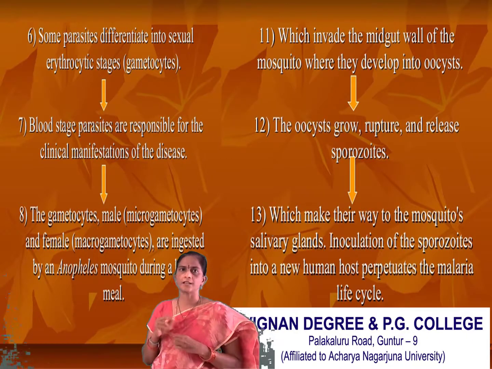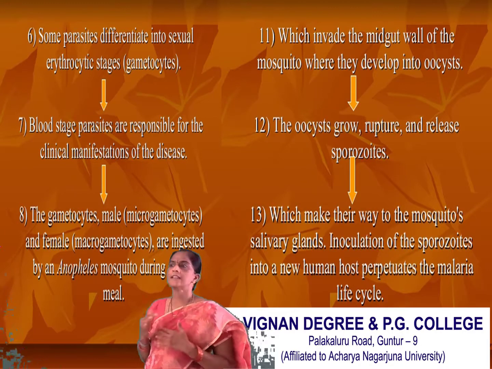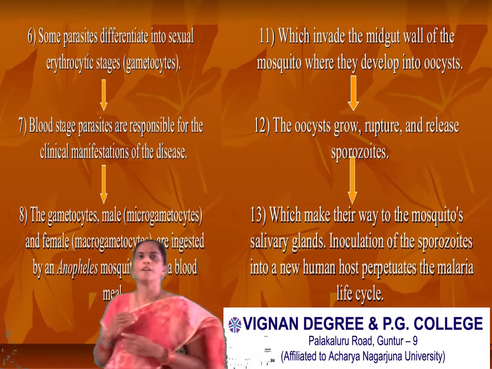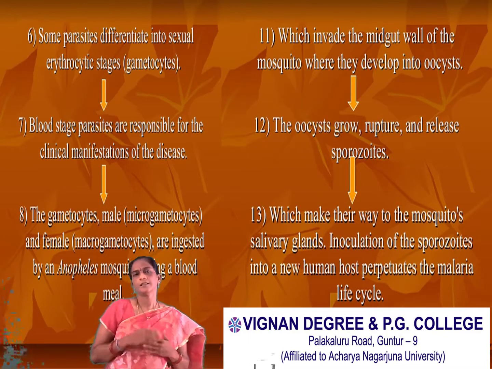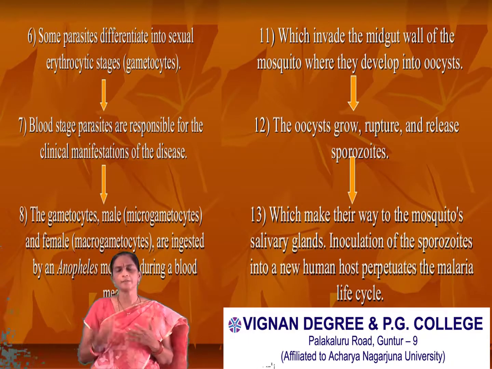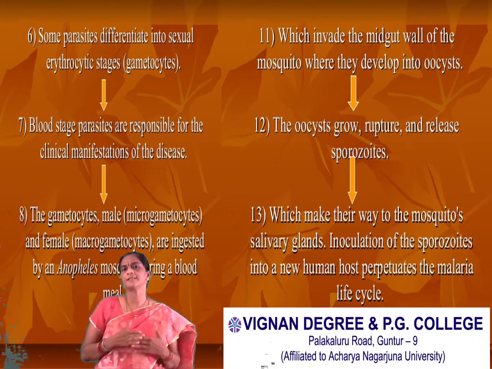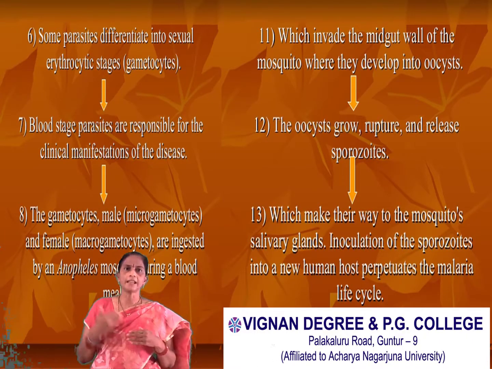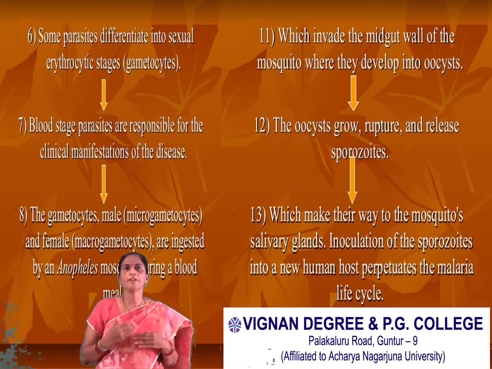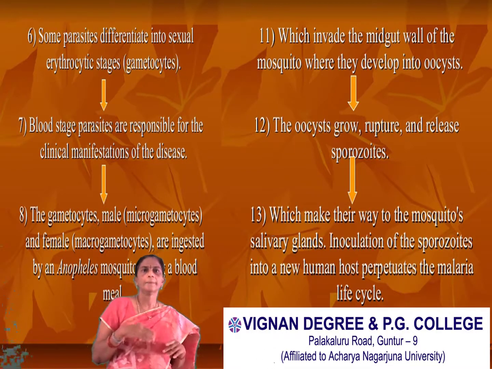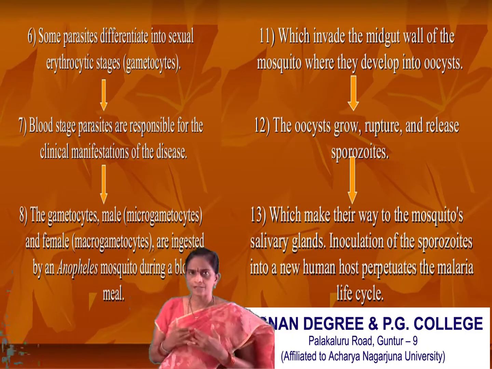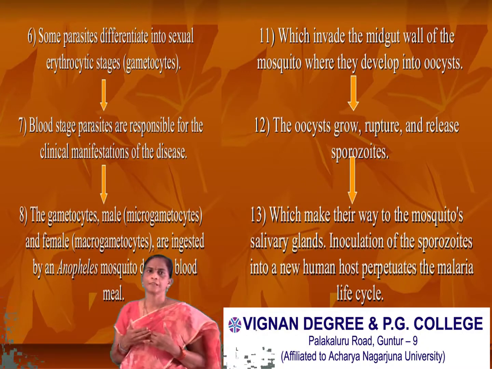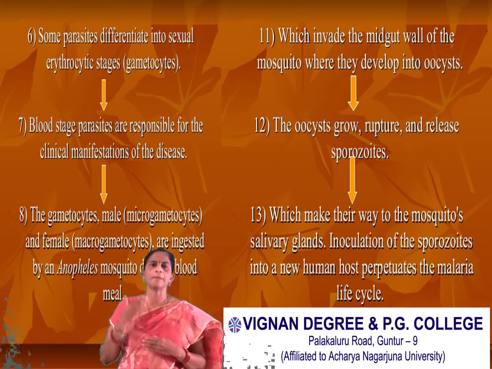Only the female mosquito feeds on blood, whereas the male mosquito feeds on plant nectar and does not transmit the disease. Only the female mosquito can transmit the disease called malaria. The malaria parasite can also be transmitted by blood transfusion.